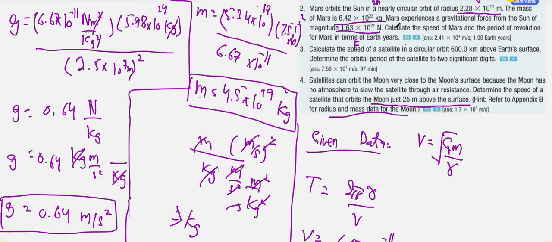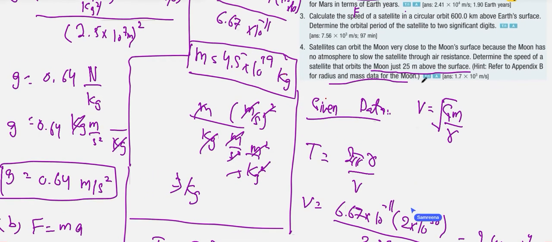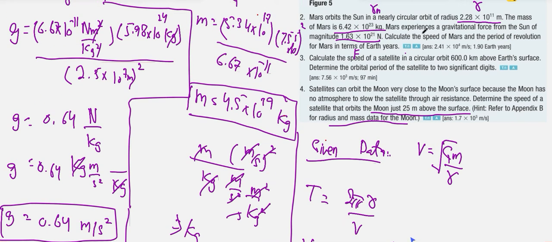First of all, we have to calculate the speed of Mars and the period of revolution of Mars. So let me write the given data. You can figure out the given data. I am not going to repeat this. I underline the data and label the given data, and you can simply put it in the heading of given data.